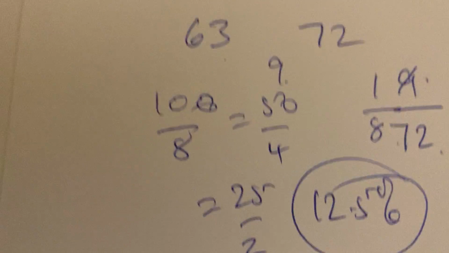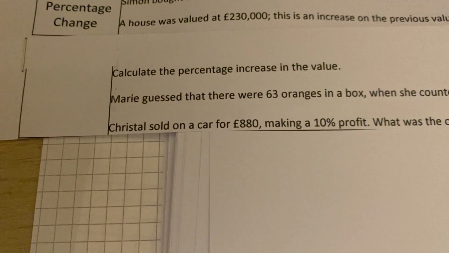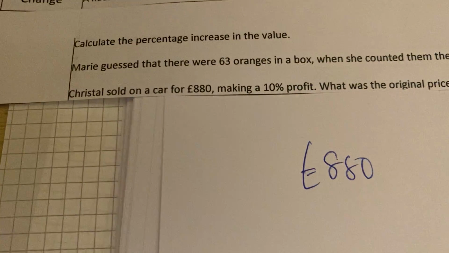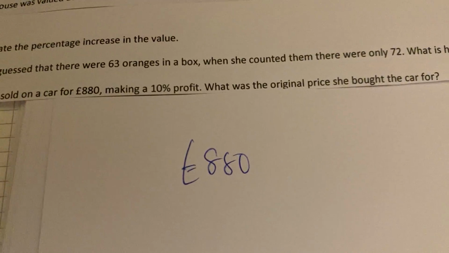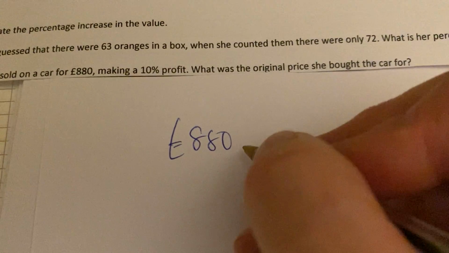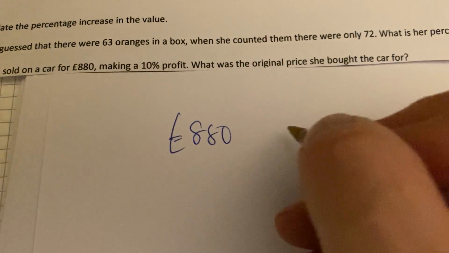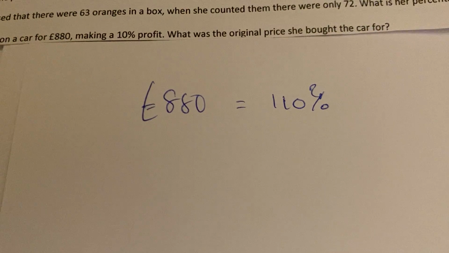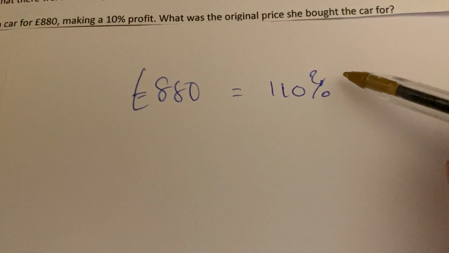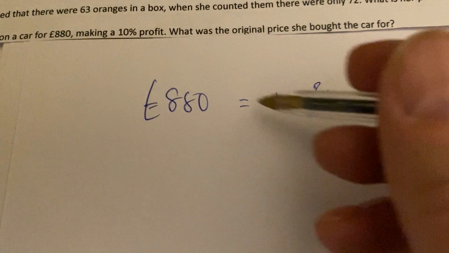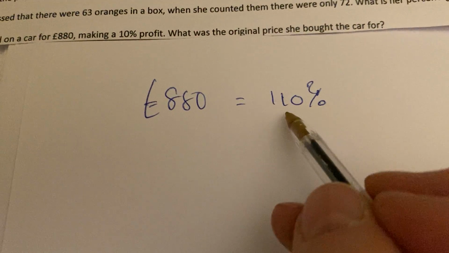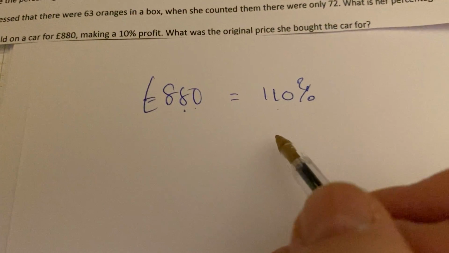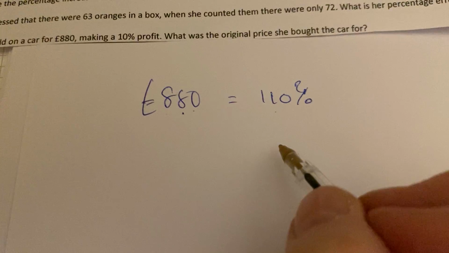Okay, and then lastly it says here, Crystal sold a car for £880, making a 10% profit. What was the original price she bought it for? So be careful with this one. So that's what she sold it for. Now that equals 110%, because you did a 10% increase. So what I need to do now is find out effectively what 100% is. Now don't take 10% of that 880 and take it away. That ain't gonna work.